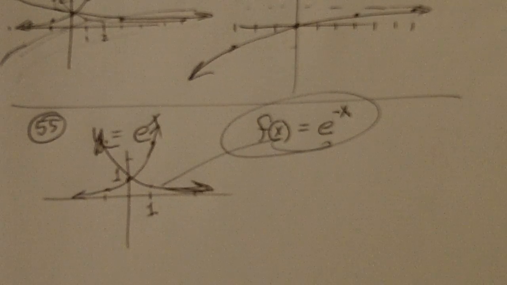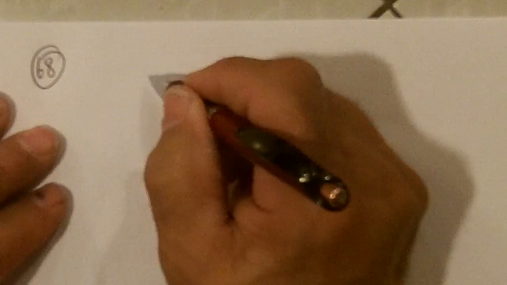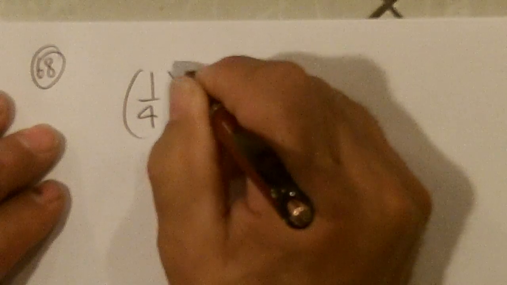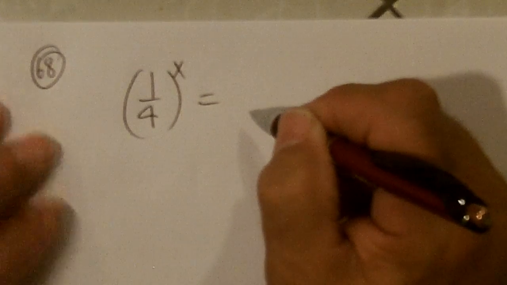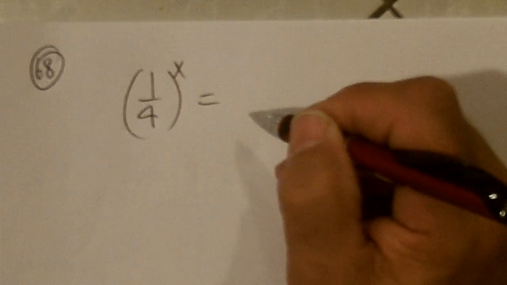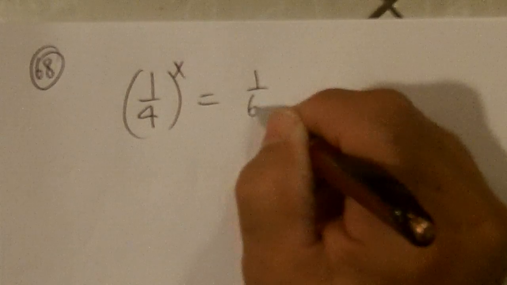68. It says solve this equation. All right. So put this down. 68 is, we've got to solve 1/4 to the x equals 1 over 64.